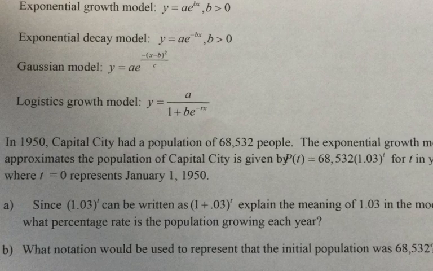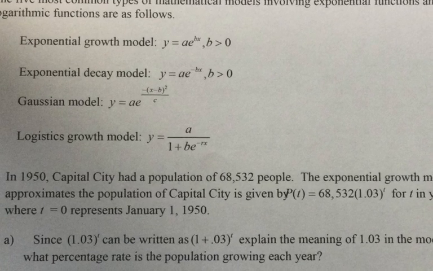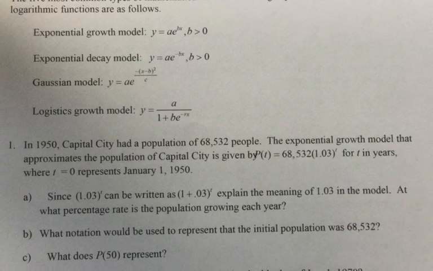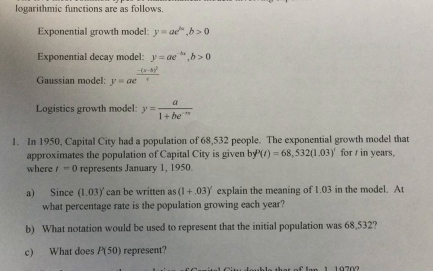Anyways, there's his model. And here's a logistic growth model: y equals a over 1 plus b e raised to the negative rx. Okay. In 1950, Capital City had a population of, there's the number. The exponential growth model that approximates the population for Capital City is given to me. t is the number of years, and t equals 0 is the first day of 1950. Since 1.03 raised to the t can be written as 1 plus 0.03 raised to the t, do we follow that logic? This is 100% of everyone plus another 3% of people.